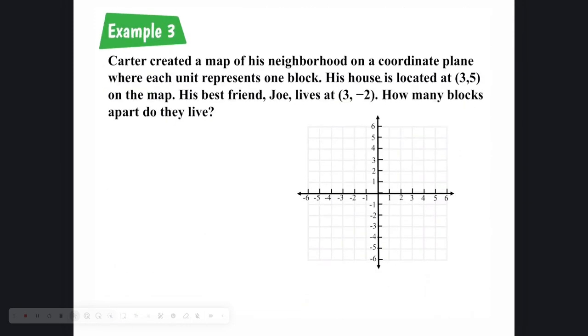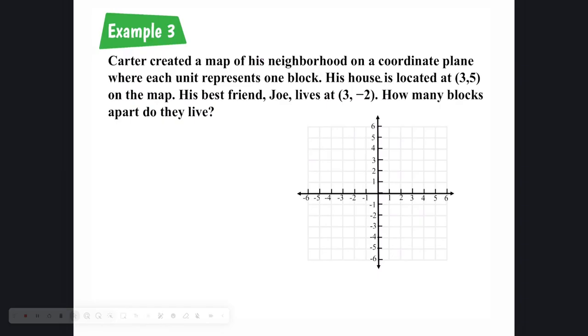Example 3. We'll do this problem together. Carter created a map of his neighborhood on a coordinate plane where each unit represents one block. His house is located at (3, 5) on the map. His best friend Joe lives at (3, -2). How many blocks apart do they live?